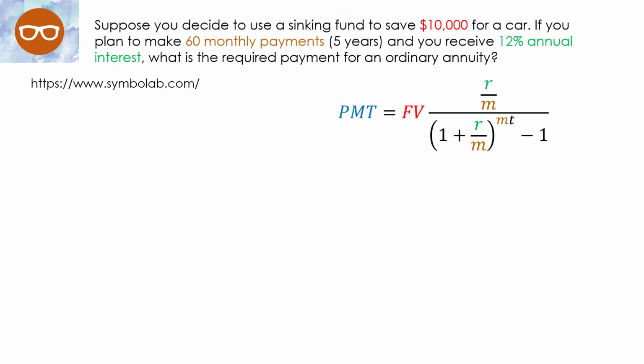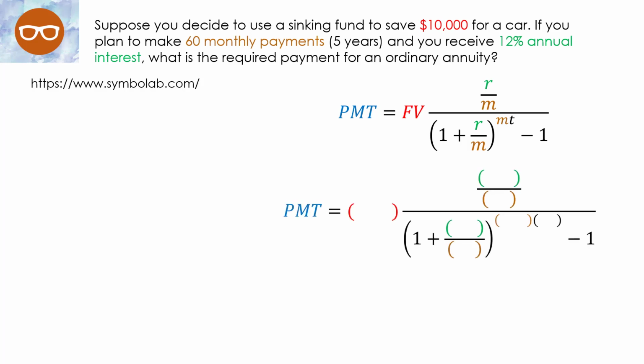Suppose you decide to use a sinking fund to save $10,000 for a car. If you plan to make 60 monthly payments, 5 years, and you receive 12% annual interest, what is the required payment for an ordinary annuity? Well, here is our formula, and let's fill in what we know. We want $10,000 for our car. The annual interest rate is 12%, so we're going to convert that to a decimal. The payments are monthly, so we're going to put 12 in for all of our M's. And finally, the time is 5 years. So this is the formula we're going to use.